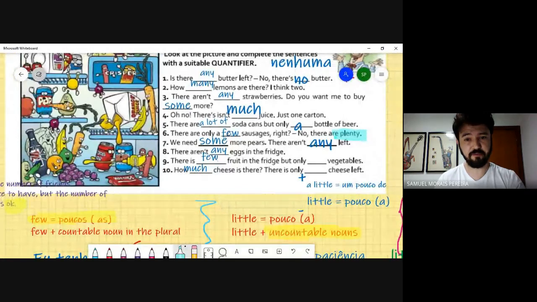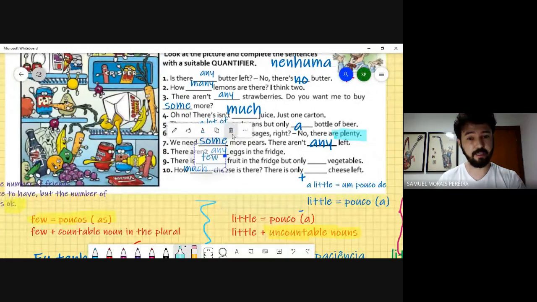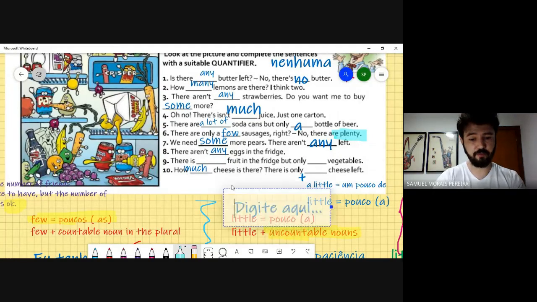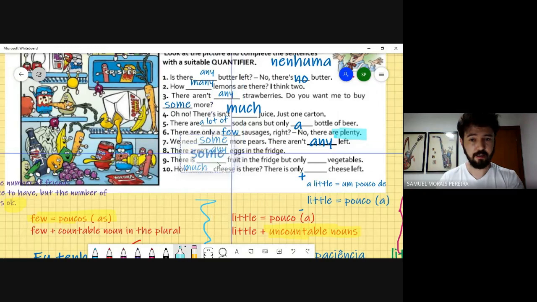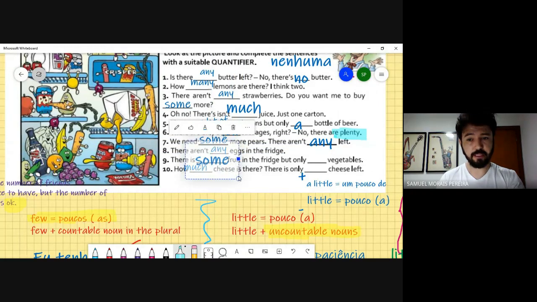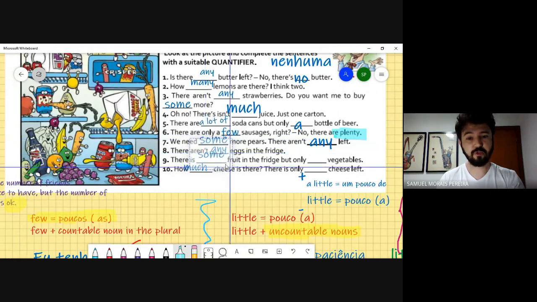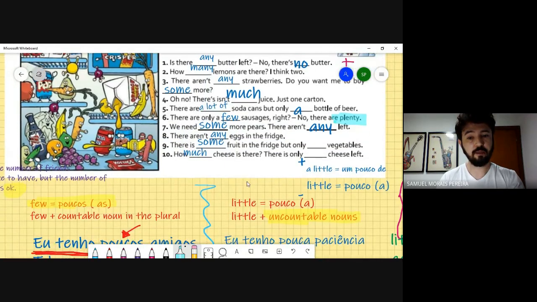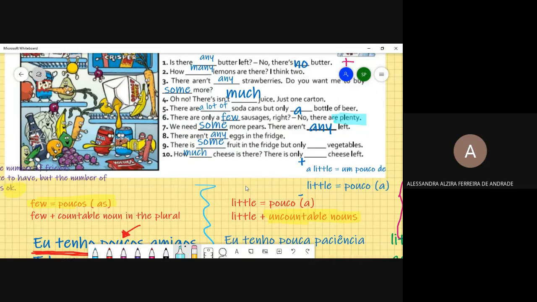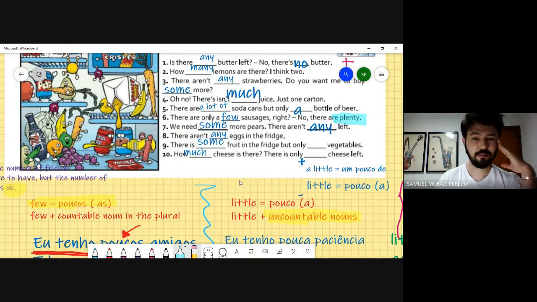Então, será que pode ser few or little? There is some fruit. Pode ser. There is some fruit. Tem algumas frutas, né? Tem um pouco de fruta na geladeira. But only, mas apenas. Ó, agora que vem o alguns no sentido de tipo poucos. Ou então poucos mesmo. How do you say poucos vegetais?